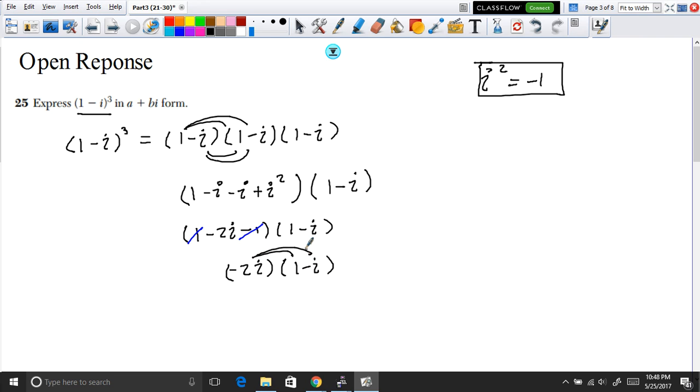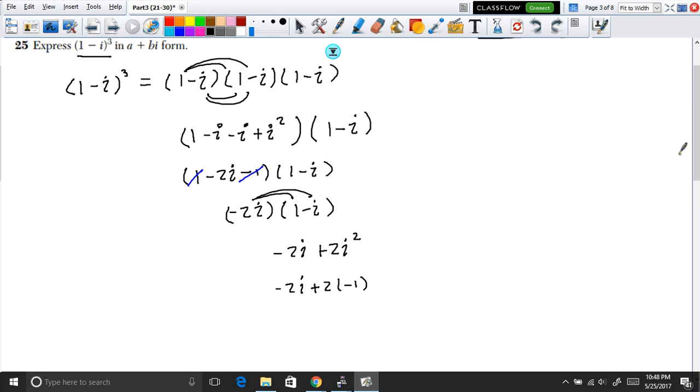So if you distribute here, you're going to get negative 2i plus 2i squared. And again, i squared is equal to negative 1. So now we have negative 2i plus 2 times negative 1, which is just going to give you negative 2i minus 2. Now, if you make this your final answer, you will not be fully correct because it's telling you what kind of format they need. Your answer needs to be written as a plus bi, which is pretty much saying the complex number should be your second term. So all we have to do is rewrite our final answer.